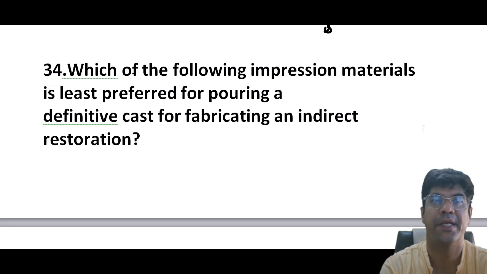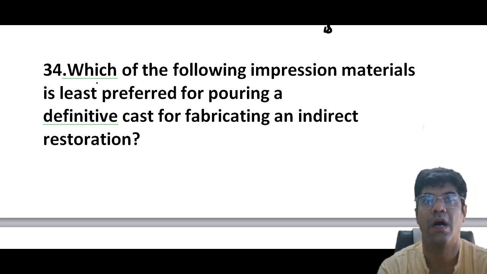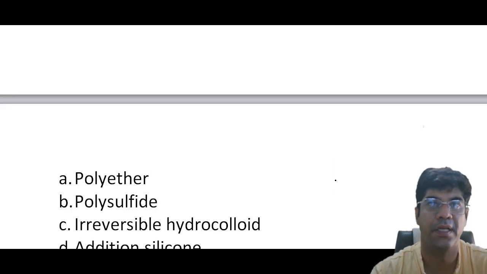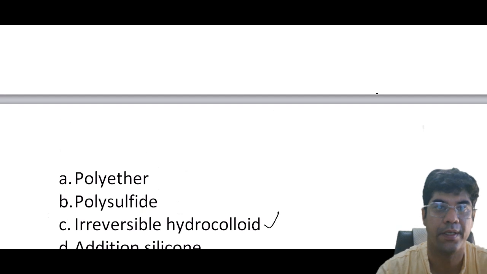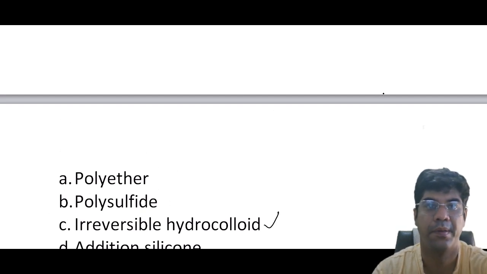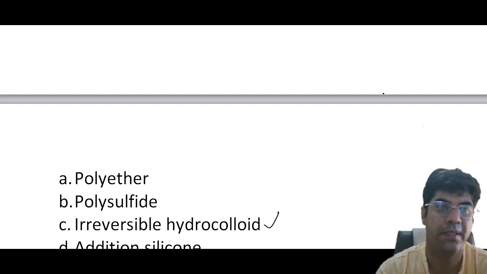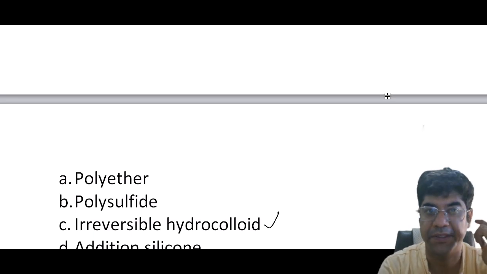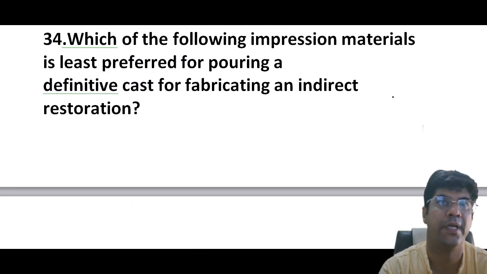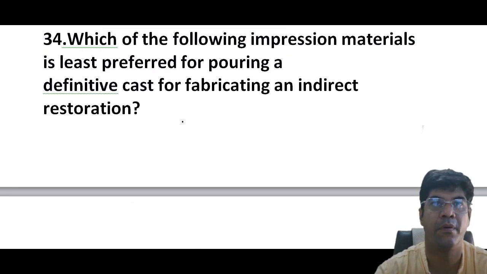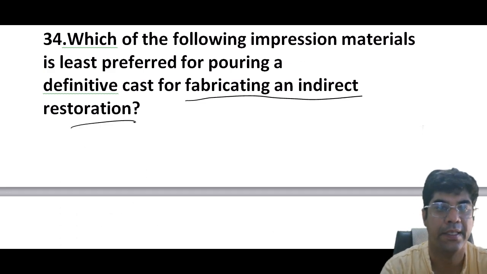Which of the following impression materials is least preferred for pouring a definitive cast for fabricating an indirect restoration? The answer is irreversible hydrocolloid. Remember, irreversible hydrocolloids are not dimensionally stable. They must be poured immediately and are more prone to distortion and are less accurate than other materials. So that is why they are least preferred for pouring a definitive cast for fabricating an indirect restoration.